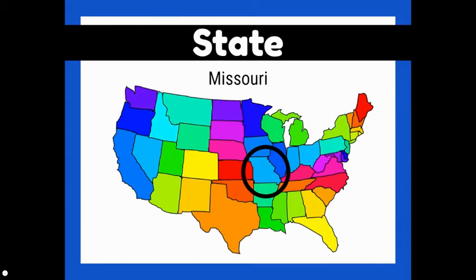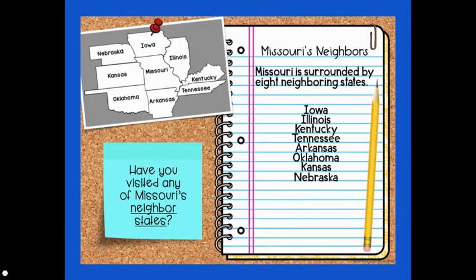So today we're going to talk a little bit more about the state of Missouri, the state that we live in. So Missouri, like we said, is right in the middle of the United States, and it is surrounded by 8 neighboring states. So we have Illinois, which is right next to us, and then Kentucky, Tennessee, Arkansas, Oklahoma, Kansas, Nebraska, and Iowa. Have you ever been to any of those states?